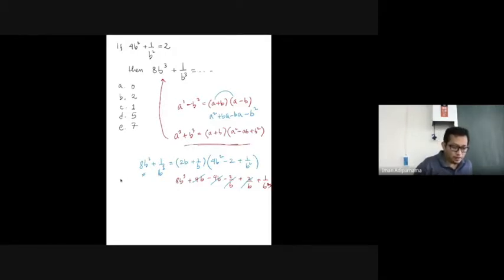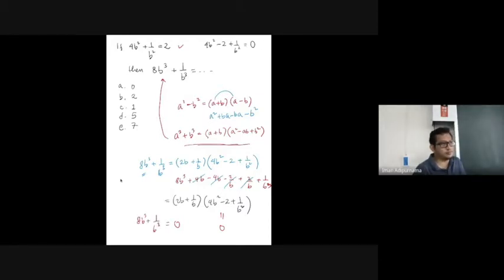So I have now 2b plus 1 over b, 4b squared minus 2 plus 1 over b squared. Okay. But now what will we do now? Remember you have conditions here, the first condition. So 4b squared minus 2 plus 1 over b squared is, right? So the whole thing here is, so that's why your answer should be 0. Got it?